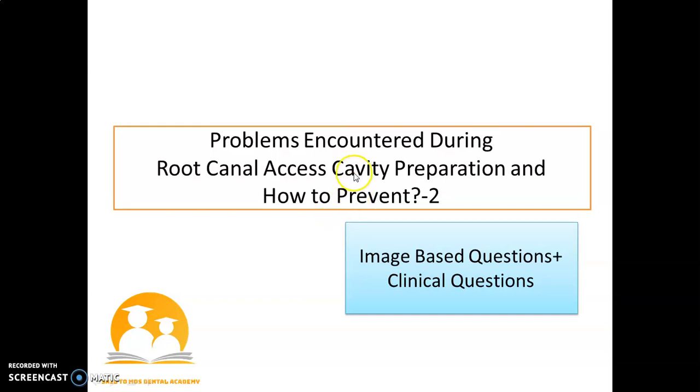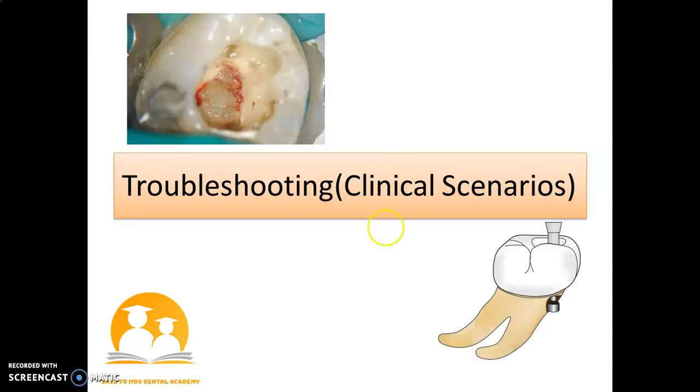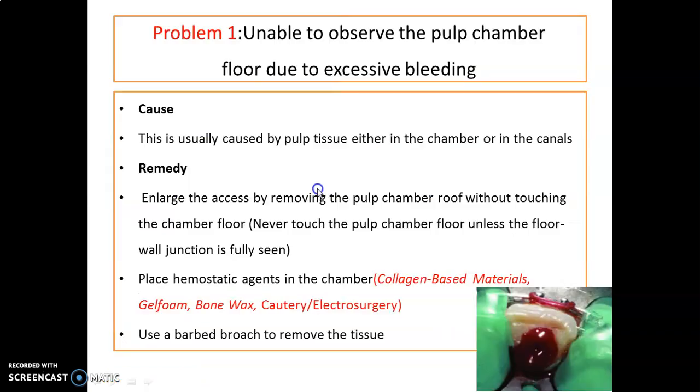So now we are going to see what problems you encounter during your access cavity preparation and how to prevent them. Remember aspirants, this video is beneficial for NEET MDS students in terms of image based questions and clinical scenarios, and also for those students who are planning to learn root canal therapy. It may be helpful when they encounter such troubleshooting during root canal preparation. So let's start with the video.